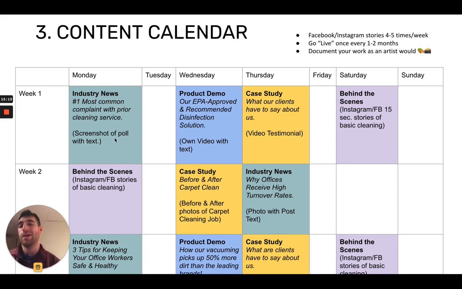But basically, we've color-coded it to the different pillars. So as I mentioned, industry news, and then here are some examples of actual content that we're going to make to fulfill these needs. So number 1, most common complaint with the prior cleaning service. So this was, again, the survey that we did on Facebook. More industry news articles, why offices receive high turnover rates. We made an article on this specifically. So again, we're thinking about the problem, the solution, and then what piece of content can we do to fill the void.